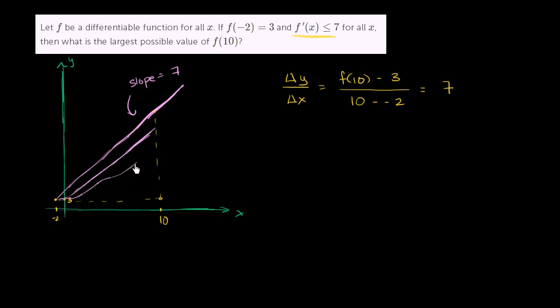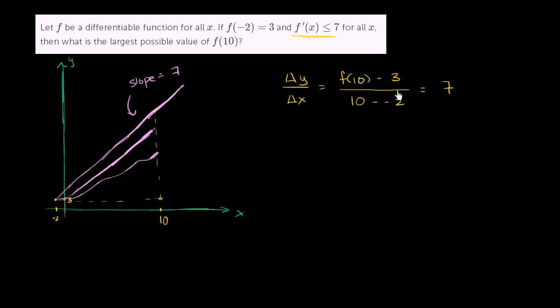So remember, our slope can never be more than 7. So this part should be parallel to that right over there. But you can never have a higher slope than that. So the way to max it out is to actually have a slope of 7.